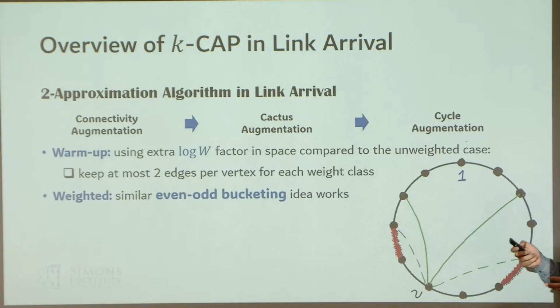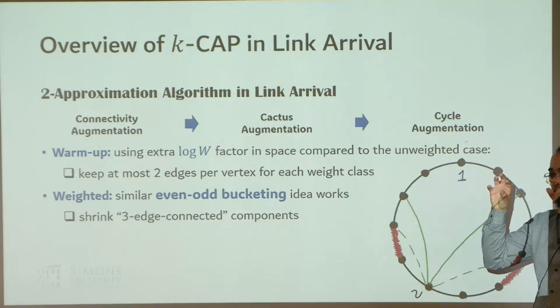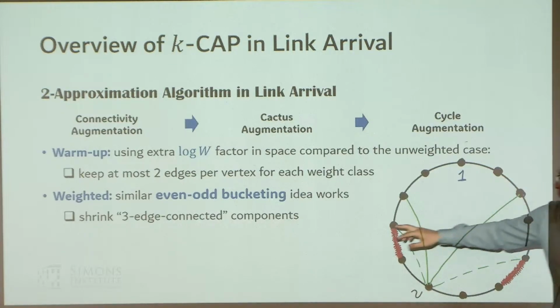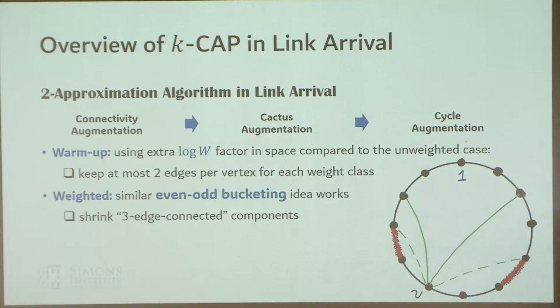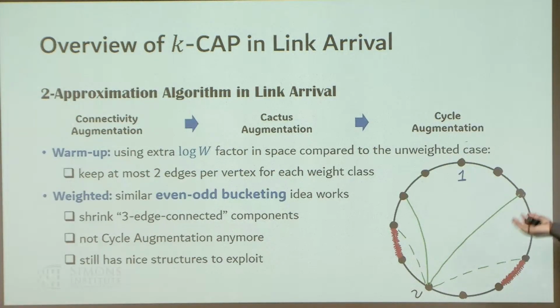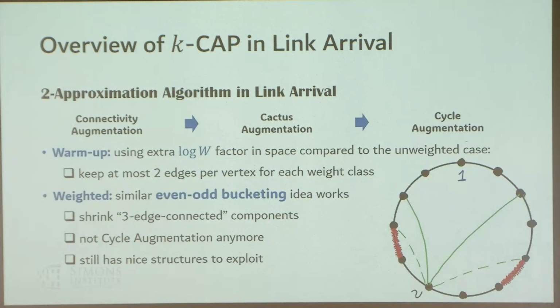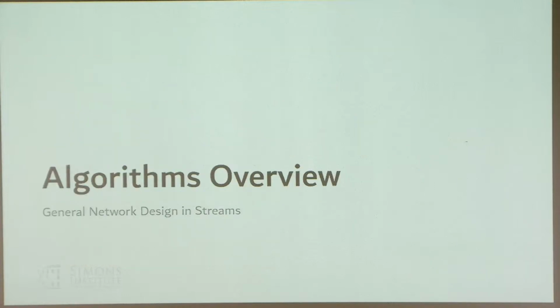applying even-odd bucketing. But now things are a bit complicated because, as opposed to the spanner, where we only work with the connected component and could shrink them easily, here we need to deal with the 3-edge connected component. And the difficulty is that once we shrink them, the underlying graph is not a cycle anymore. So we have to augment the connectivity for a different object. But still, we can show some nice structure that is sufficient for us to solve this problem. OK, so I'll skip this part again.